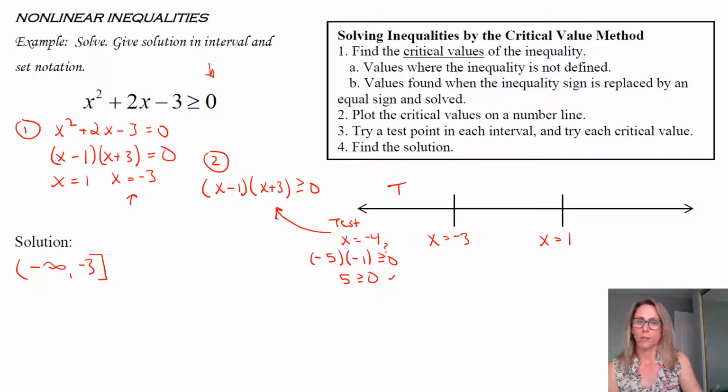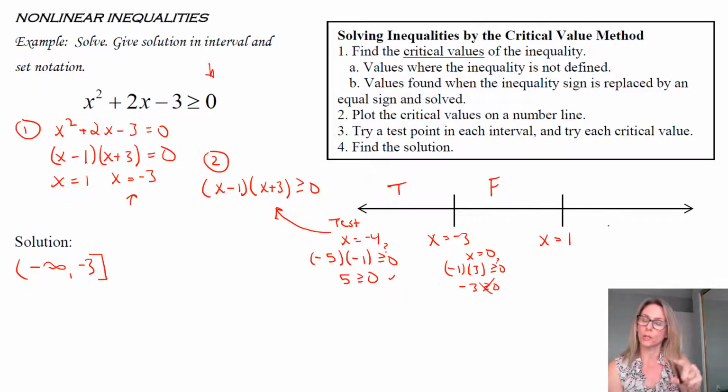Now I'm going to pick something between negative 3 and positive 1. It's very common to use 0 whenever you can. That is within negative 3 and 1, so I'm going to use 0. When I plug that in, I get negative 1, because 0 minus 1 is negative 1. And I get 0 plus 3, which is 3. And I'm testing to see, is that greater than or equal to 0? We get negative 3 greater than or equal to 0, and that is a big fat no. So because of that, this interval is false and it's not part of our solution.